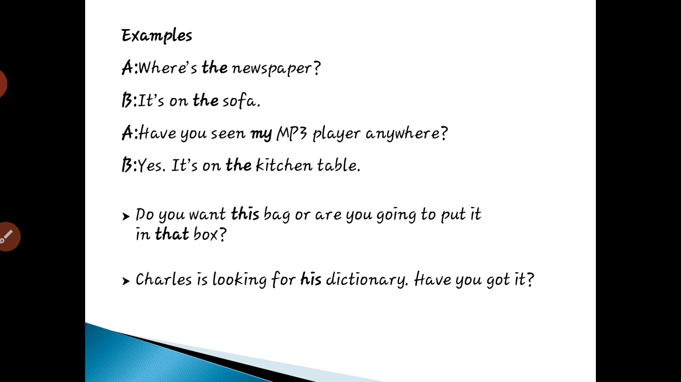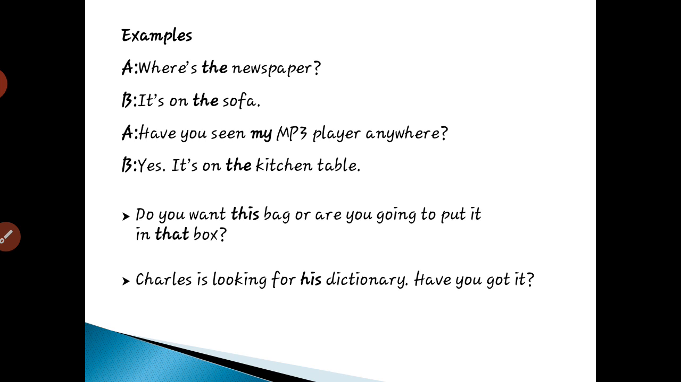Then, Charles is looking for his dictionary. Have you got it? So here his means the noun refers to something belonging to a male, in this case Charles. So here when we say his, it is possessive, where we are talking about the dictionary which is related to Charles.